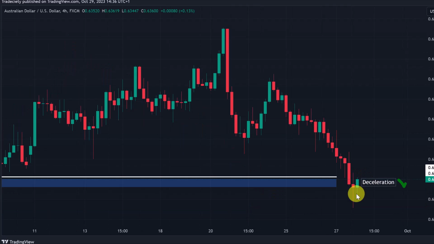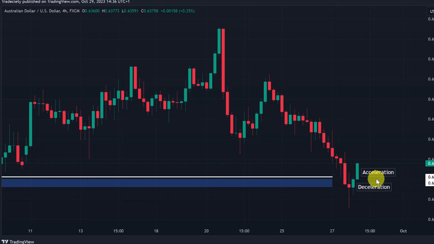We are then seeing deceleration in the form of first this doji with a very large wick, and the market is then in the next candle showing us here another inside candle. So clearly after the trap candle, the sentiment seems to be changing and there's no immediate follow through. So we have deceleration, which is great.